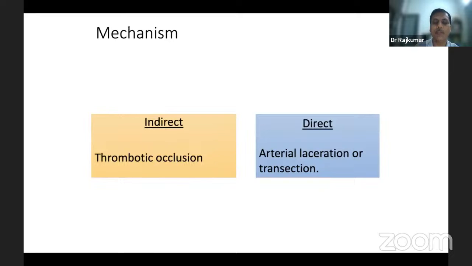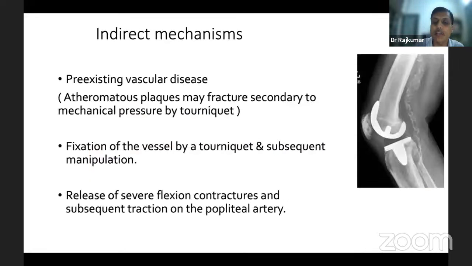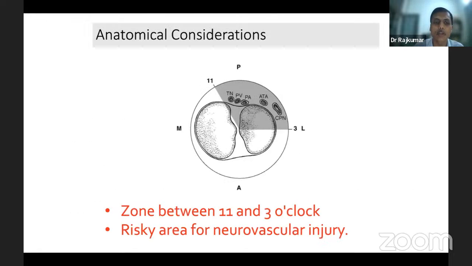If at all it happens, you have to be very careful. Sometimes it is indirect also. So thrombotic occlusion, that is not direct injury. You have to think of and expect it when you see an X-ray like that. There's a calcified vessel. Whenever it is there, try to avoid the tourniquet, particularly high pressures. I always try to avoid the tourniquet in these cases, because the plaques can get released, with high chances of thrombus formation. So better to avoid the tourniquet.